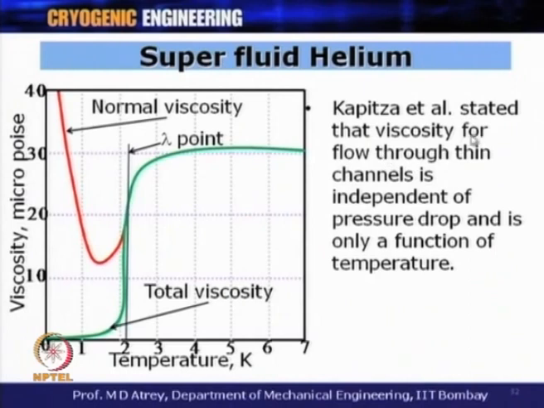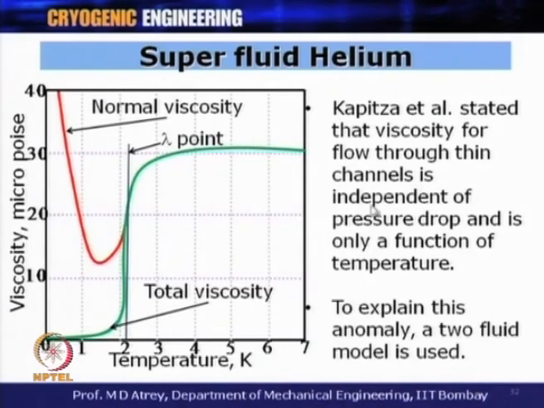So, Kapitsa stated that viscosity for flow through thin channels is independent of pressure drop and is only a function of temperature. So, here you can see that viscosity is absolutely constant as far as normal helium was considered. But as soon as you got a superfluid, so we got a normal viscosity associated with this. As soon as you came down below the lambda point, the total viscosity decreased drastically. This is what you can see from this figure, all right. How to understand this? This has to be understood that you had very high viscosity up to the lambda point and suddenly below the lambda point the viscosity changed. That means you had some different things happening below this.